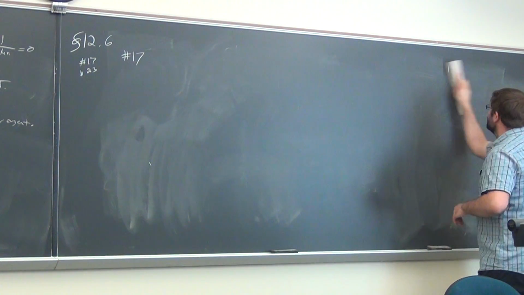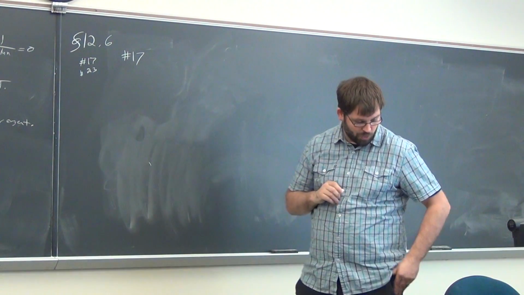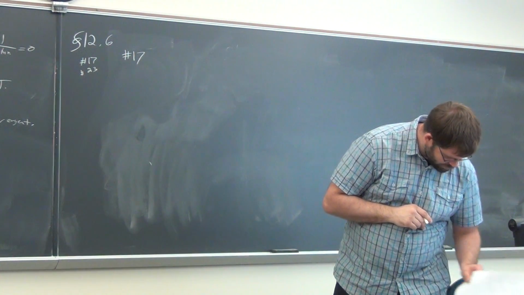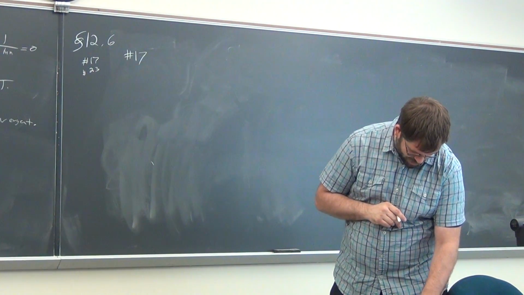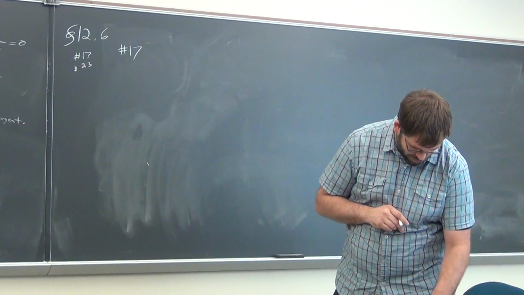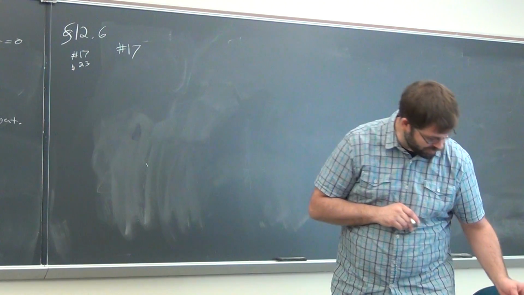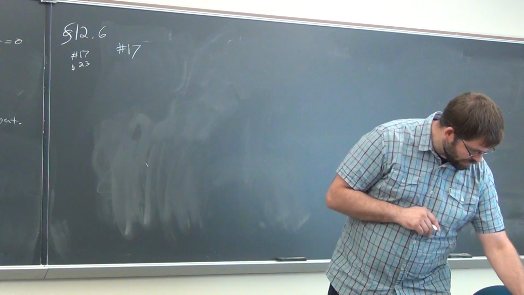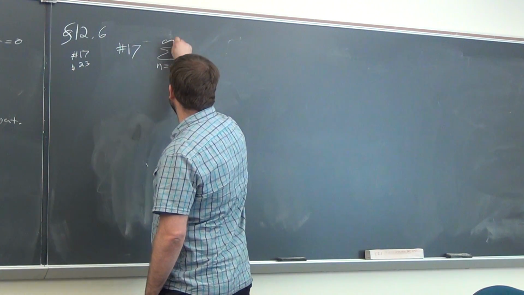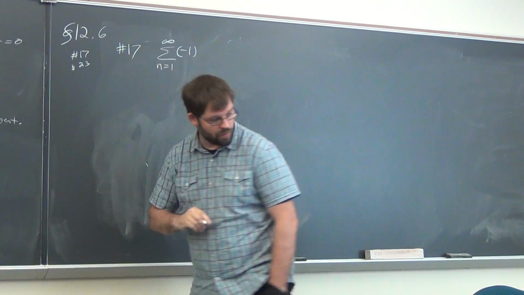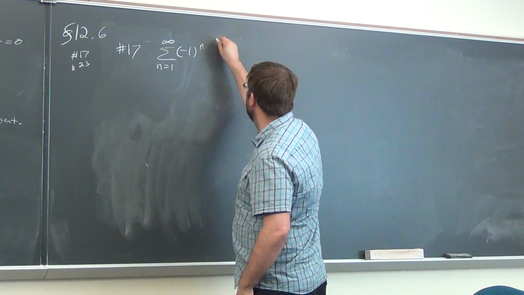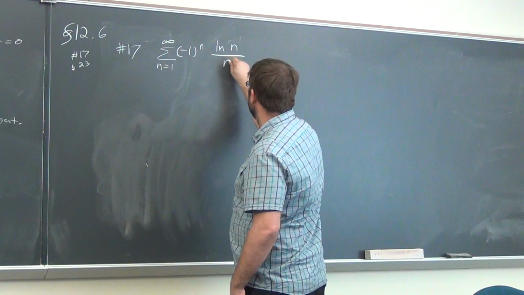Okay, so we're going to do two problems out of 12.6. The first one, the directions say, show that the ratio test is inconclusive, and then apply tests from earlier chapters to determine the convergence or divergence of the series. And so you have here the sum from 1 to infinity of -1 to the n, and then natural log of n over n, right?